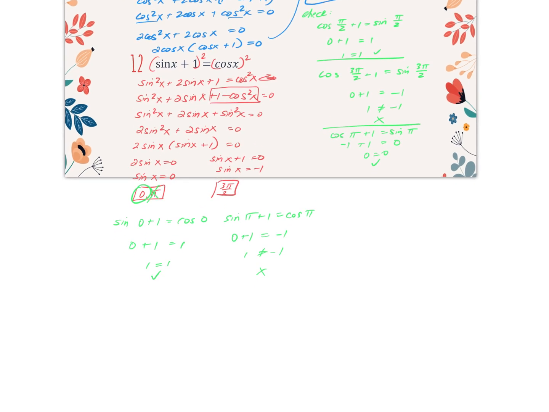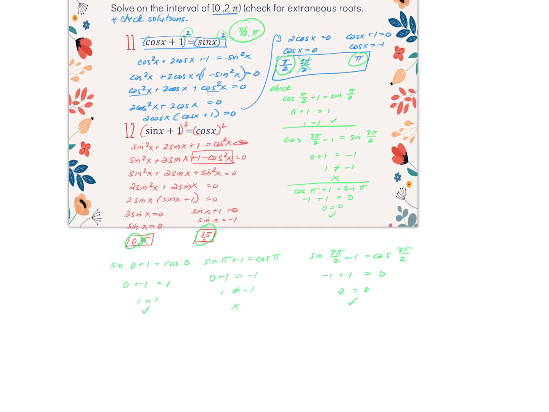And the last one, sine of 3 pi over 2 plus 1 equals cosine of 3 pi over 2. The sine of 3 pi over 2 is -1 plus 1. Cosine of 3 pi over 2 is 0. So 0 equals 0, check. And this works. So my 2 solutions for this problem are going to be 0 radians and 3 pi over 2 radians.